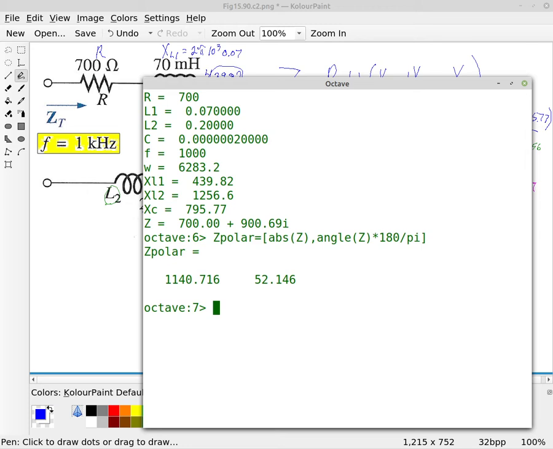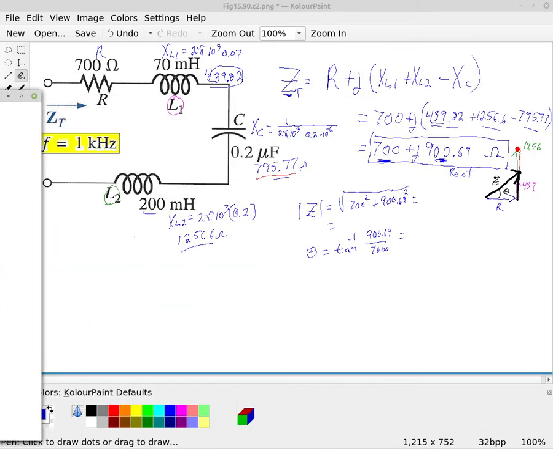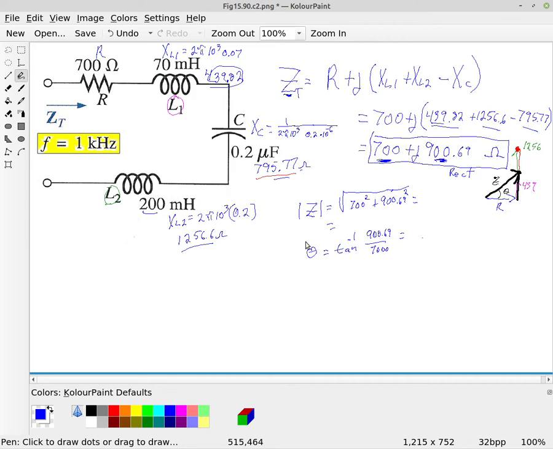So now you can see the overall polar form of Z here is 1140.7 ohms, because remember impedances are in ohms, we're opposing current flow, with an angle of 52.146 degrees. So this was the polar form of Z here.